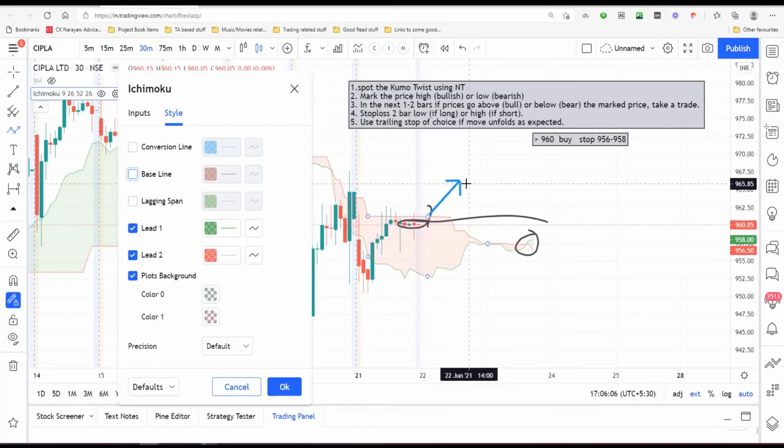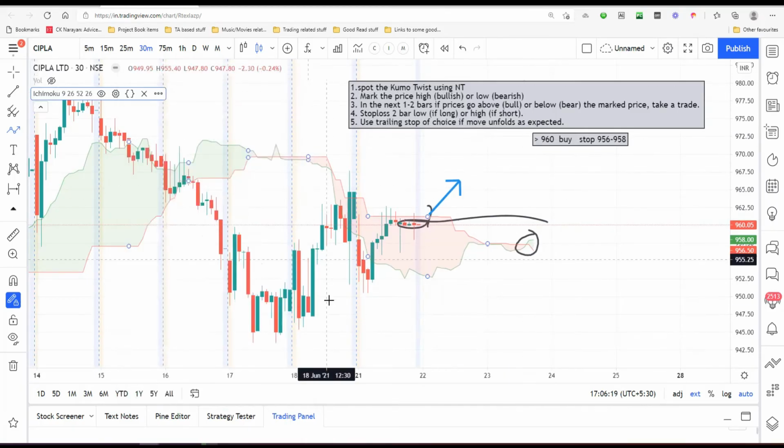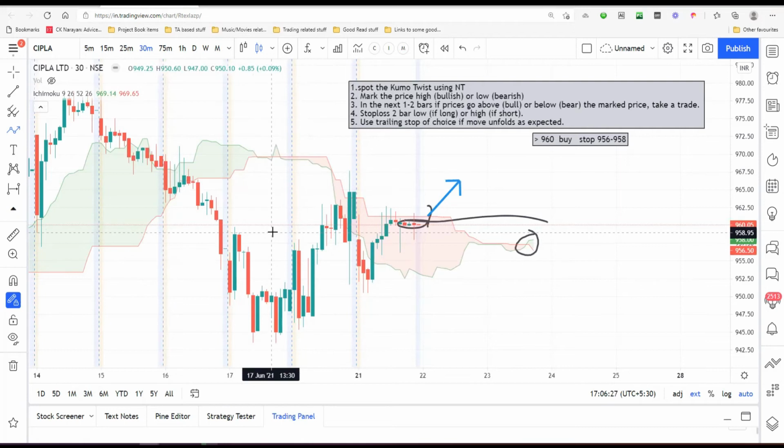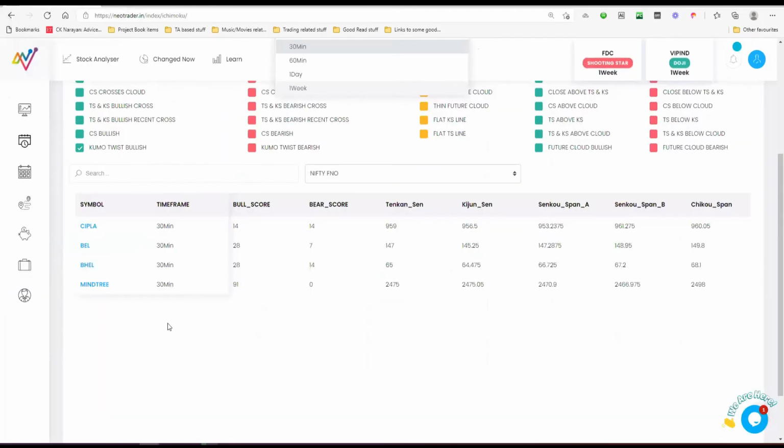The Kijun and Tenkan, called the conversion line and the baseline here, can be used as the stop loss. Got that? So this is all there is as a rule and as a method. And I am assuring you that if you try this out, you will be quite surprised at the efficacy with which this one works. So this we said in the 30 minutes. So tomorrow you can be ready with all these stocks: Cipla, BEL, BHEL and Mindtree.